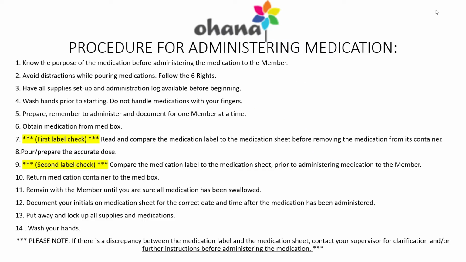When you're administering medications, here's an outline of the steps you should be following. So first, you need to make sure you know the purpose of the medication before you're administering it. This is something that should be gone over with your manager beforehand, either during your member orientation or your review of the member's medications. Second, you need to avoid distractions while pouring medications and follow the 6 rights.